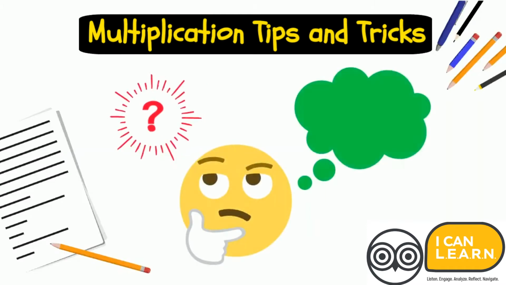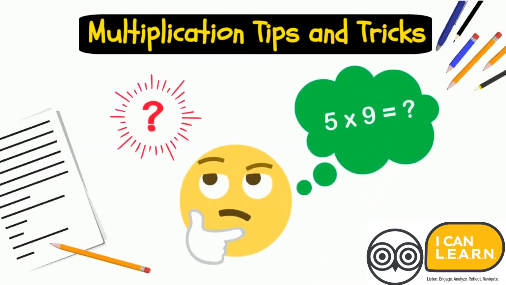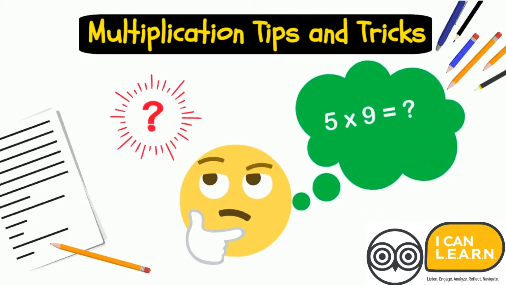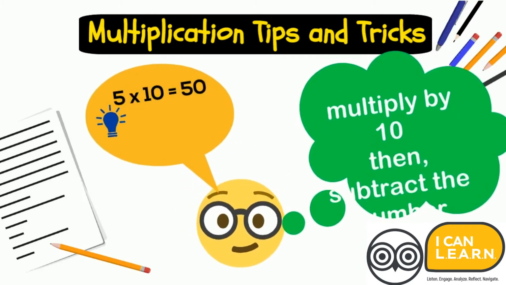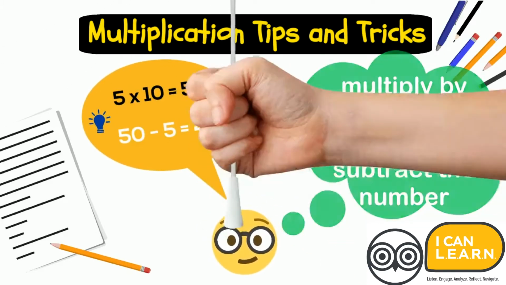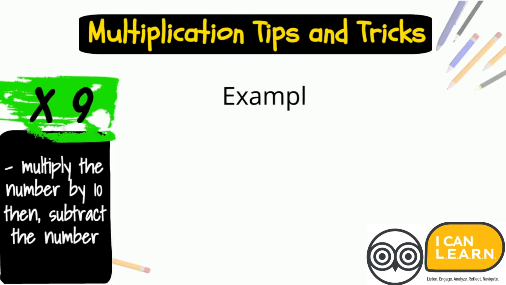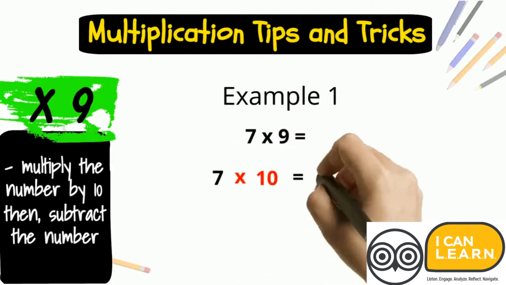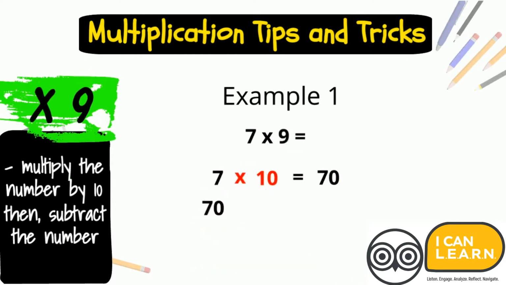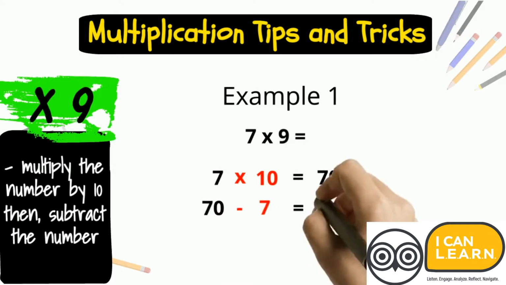Next, let's take a look at multiplying by 9. When you multiply a number with 9, you just have to multiply the number with 10, then subtract the number. For example, 7 times 9. 7 times 10 equals 70. 70 minus the number, which is 7, equals 63.